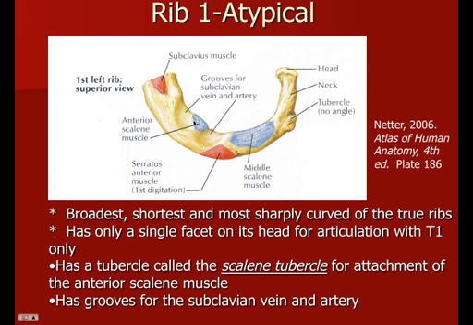Okay, here, this would be the tubercle here. And then it has grooves for the subclavian vein and artery, which would be right here. Again, these are literally just grooves, not really something you can palpate. You may see them on the cadavers, but not likely.